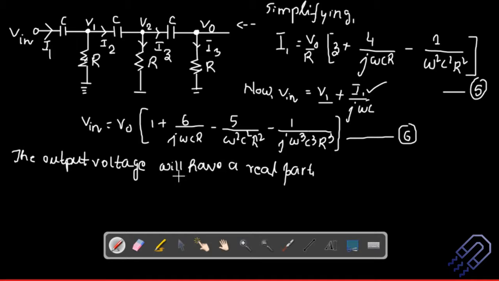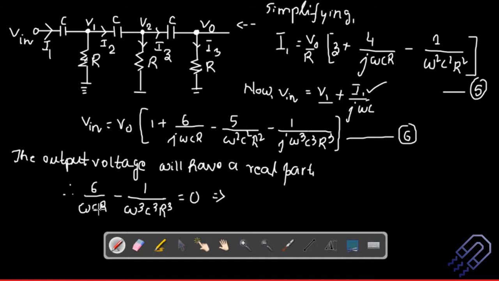So what is our real part? We already know it, right? Therefore, the imaginary part should be 0. And what is our imaginary part? The imaginary part is 6 divided by omega CR. Mind it, we are actually looking for frequency. So 6 divided by omega CR is the imaginary part, minus 1 divided by omega cubed C cubed R cubed must be equal to 0, because the imaginary part should not exist, so that should be 0.